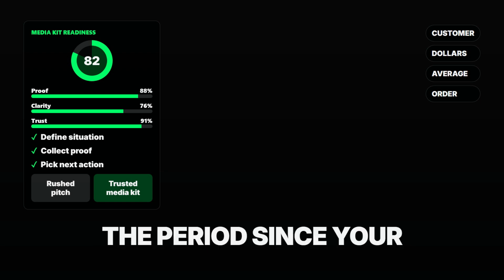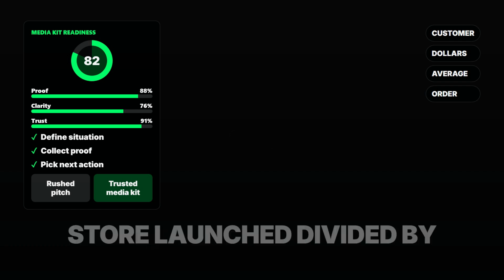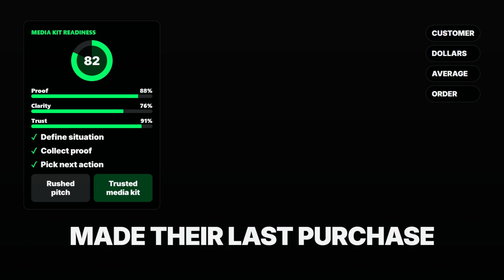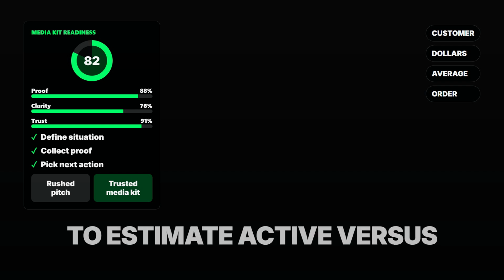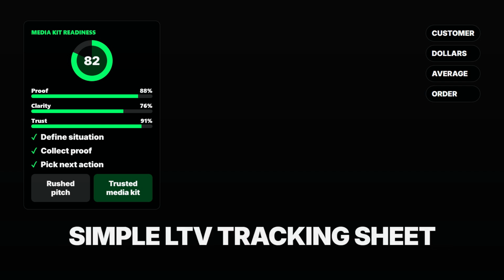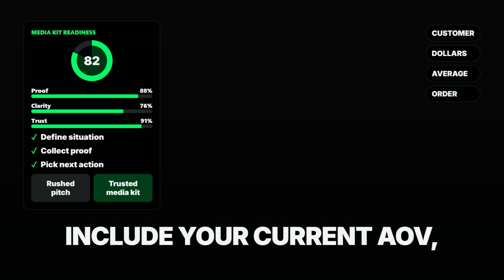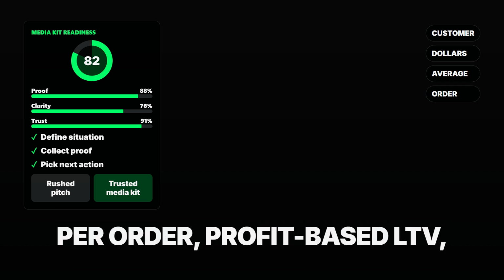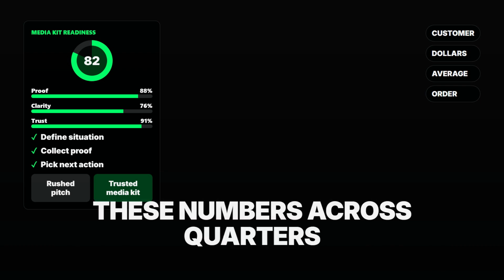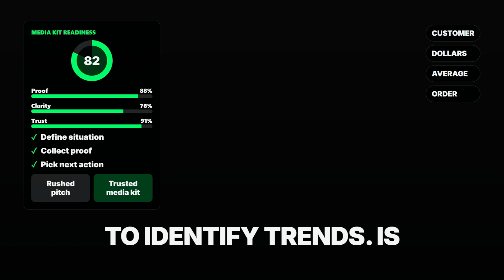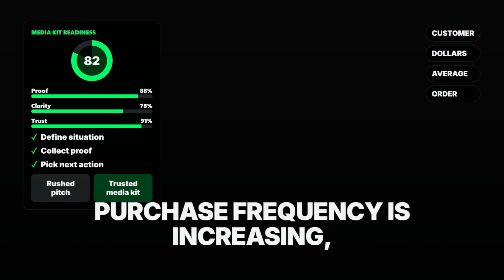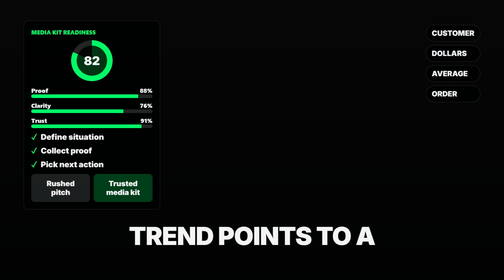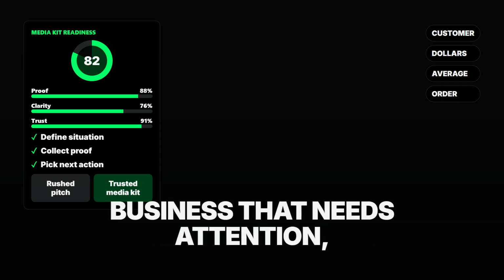Build a simple LTV tracking sheet that you update quarterly. Include your current AOV, purchase frequency, estimated lifespan, revenue-based LTV, contribution margin per order, profit-based LTV, and LTV to CAC ratio. Compare these numbers across quarters to identify trends. Is your LTV growing because purchase frequency is increasing, or shrinking because your AOV is declining? Each trend points to a specific area of your business that needs attention, making LTV not just a number but a diagnostic tool that tells you where to focus your limited time and budget for the highest financial impact.